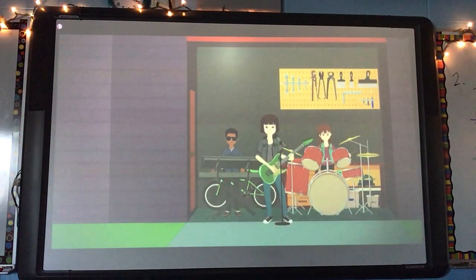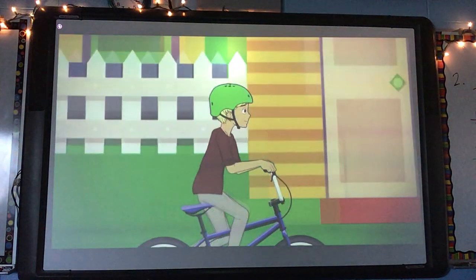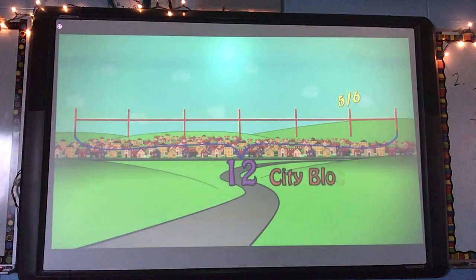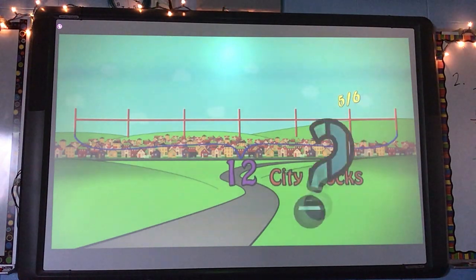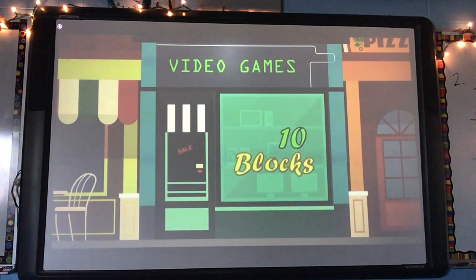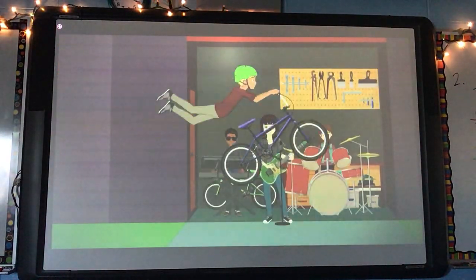I was riding to the video game shop. I had ridden 5/6 of 12 city blocks. How far I'd gone is what I wanted to find. 12 times 5 is what I multiplied. I got 60 and then divided by 6. I had ridden 10 blocks and did a cool bike trick.